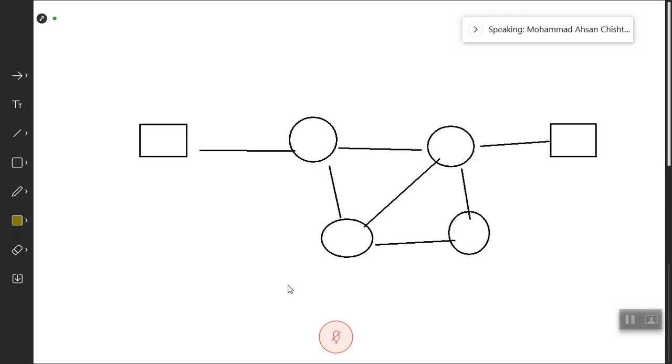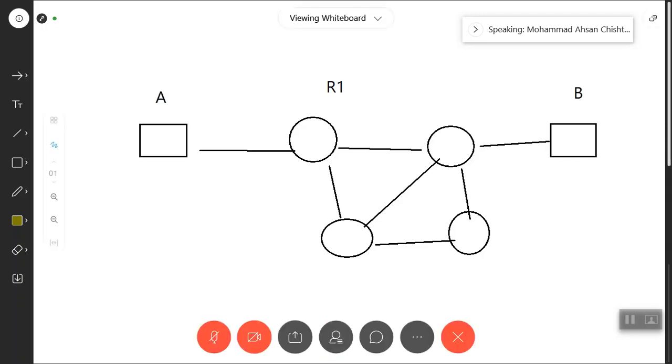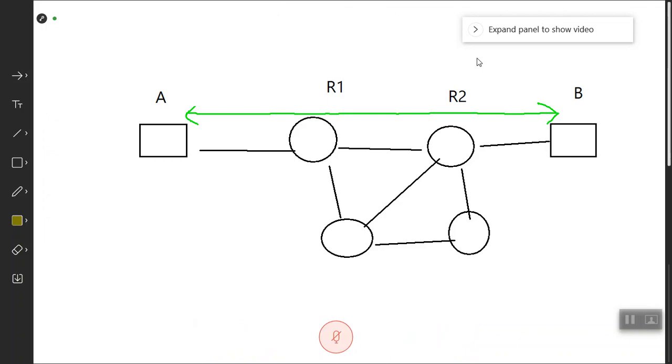Once the circuit has been established, I have A, B, R1, R2, fine, and the link that I have in between the two is, let's say, this one. Once the link has been established, this is what we call a call setup. We now have a path, a series of links and packet switches between source and destination.